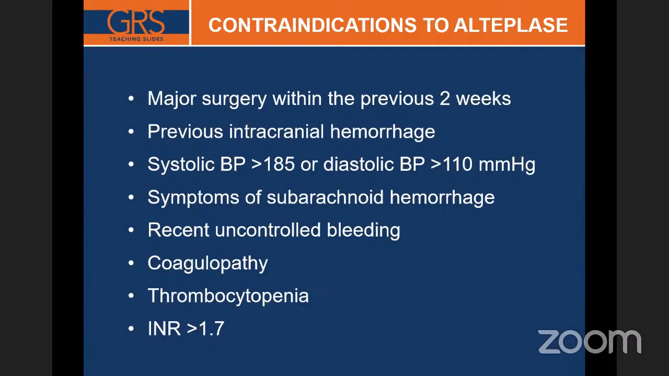Contraindications to alteplase: major surgery within the previous 2 weeks, previous intracranial hemorrhage, systolic blood pressure more than 185 or diastolic more than 110, symptoms of subarachnoid hemorrhage, recent uncontrolled bleeding, coagulopathy, thrombocytopenia, and INR more than 1.7.